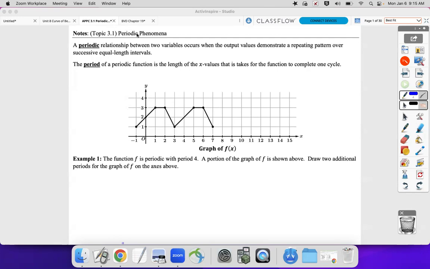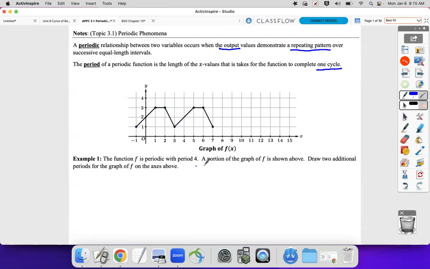So topic 3.1 is periodic phenomenon, and the definition of a periodic relationship between two variables occurs when the output values demonstrate a repeating pattern over successive equal length intervals. So the period of a function is the length of the x values that it takes for that function to complete one cycle. So you can see down here, this function starts here at the x value of -1. It goes up, over, down, and then it repeats up, over, down.